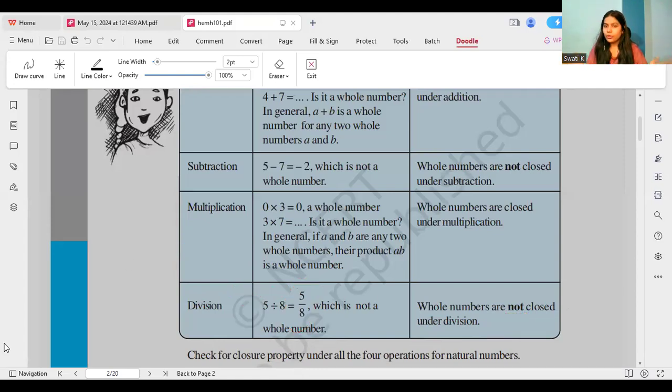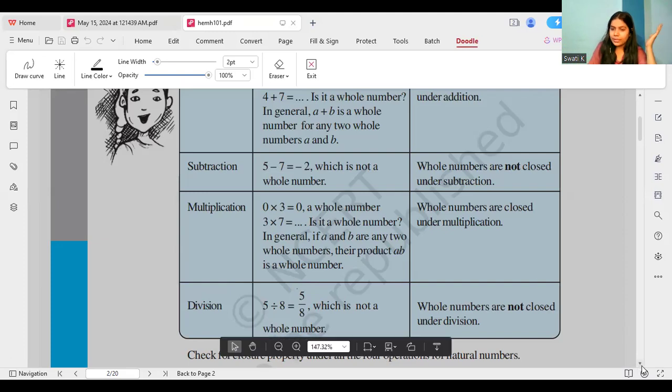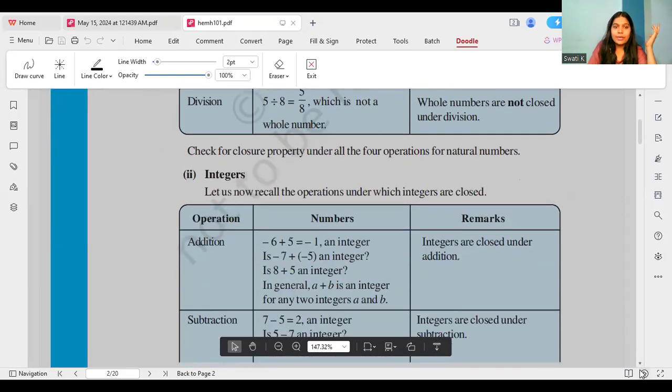So overall, if I combine all of them together, for whole numbers the closure property is satisfied only for addition and multiplication, but not for subtraction and not for division. That's it. Now let us check for integers.